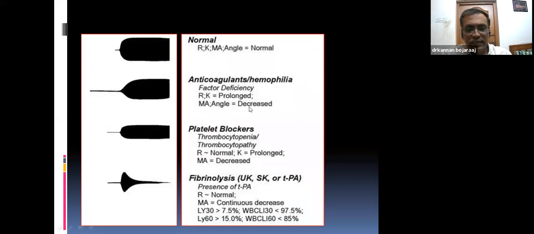MA angle decreased. This patient had platelet blockers, dual antiplatelet agents. The TEG figure will be like this, and MA is reduced, maybe due to thrombocytopenia or thrombocytopathy. Try to give platelets. And see, this is fibrinolysis. This time is okay, and there is a prolonged fibrinolysis. It is in the presence of tPA.